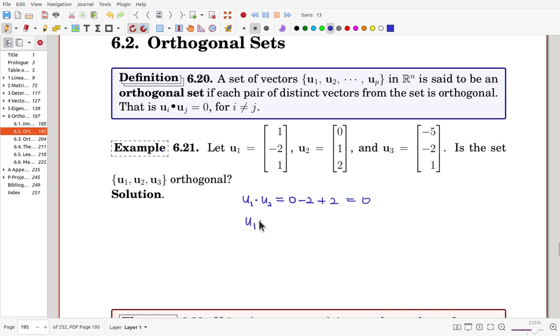And u1 dot u3: the first one is minus 5 and plus 4, and the last component makes 1, so again it is 0. Now u2 dot u3: that is 0, and that is minus 2 and plus 2, so again 0. So each pair is orthogonal, so the set is an orthogonal set.